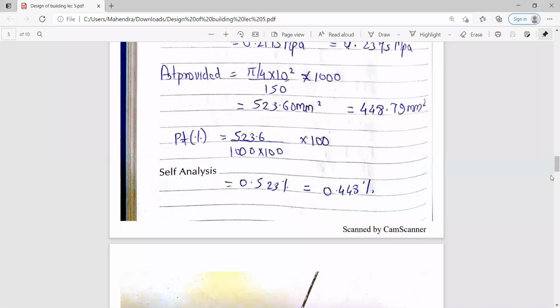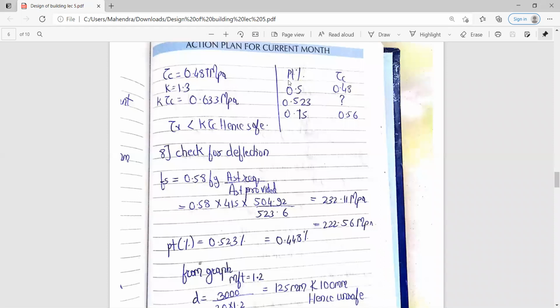So for calculation of tau c, again you need to refer to your IS code. Our percentage minimum, how much did we get? That is 0.523. So the smaller value and the bigger value you have to consider, and by the interpolation method you need to calculate the value for tau c. For 0.5 we have tau c as 0.48 and for 0.75 we are having 0.56. So for 0.523 we get the tau c value as 0.487 after applying the interpolation.